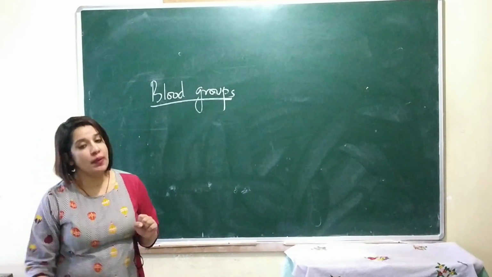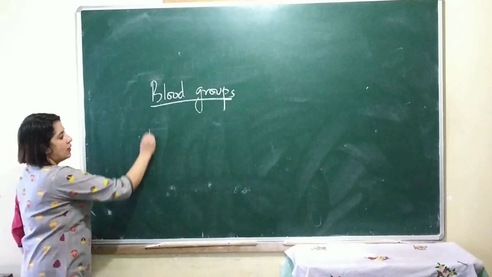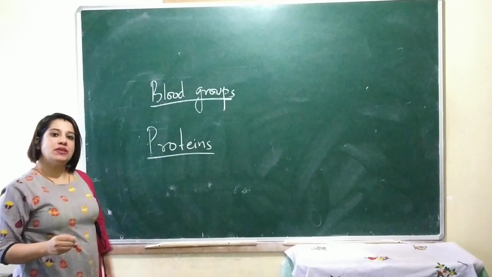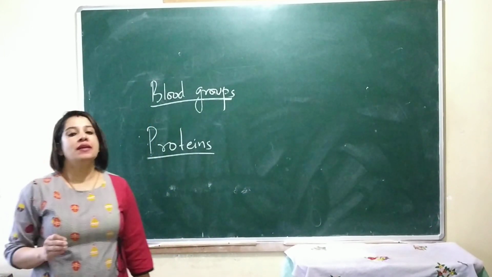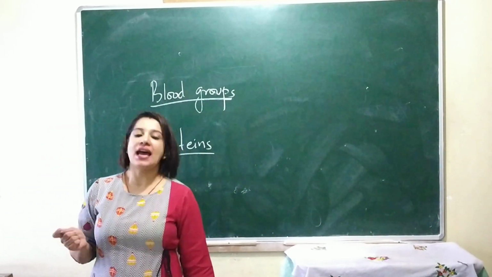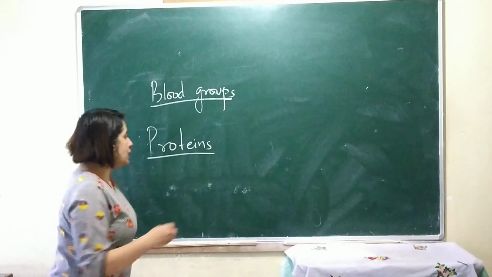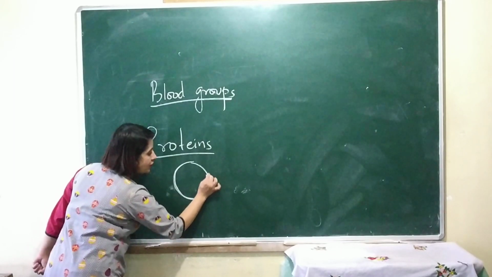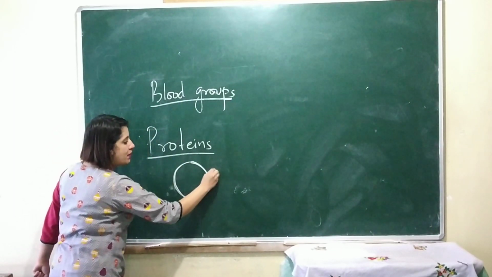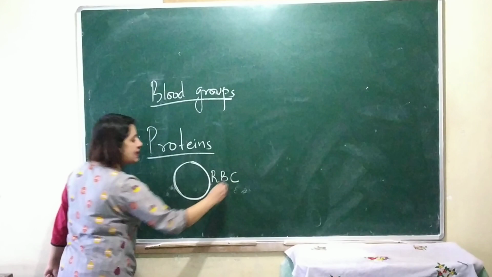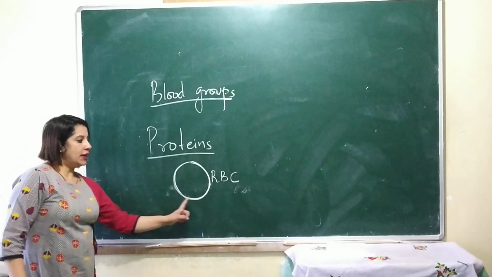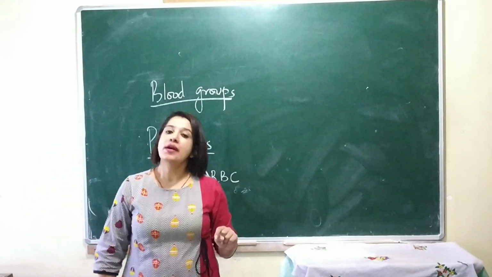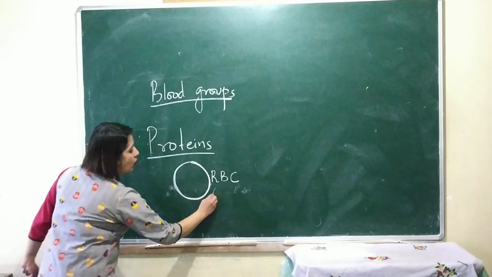So blood group depends upon two types of proteins. Now these proteins are present in your erythrocytes and in the plasma. So one protein is present on the surface of the erythrocytes, if you remember, the red blood cells. This protein, which is present on the surface of the erythrocytes or the red blood cells, is called antigen.